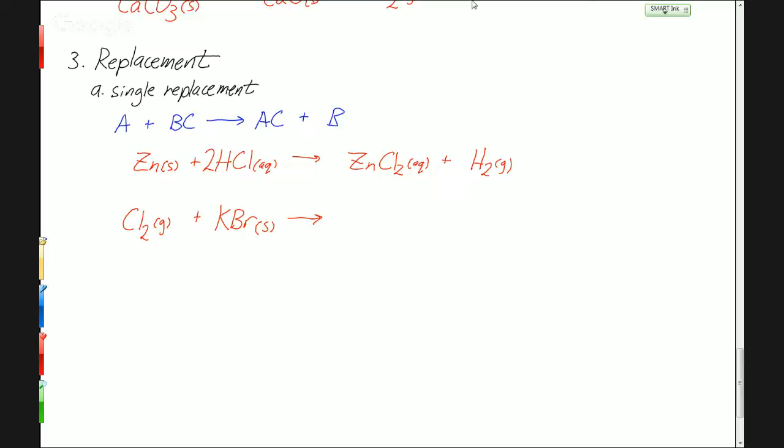And remember, these are predictions. You sometimes have to take a little bit of a guess. And you have to ask yourself what seems more likely to happen here. And so you're right. What is more likely to happen is that the K will go with the Cl and form potassium chloride. And the bromine gas will be off by itself. And that is also not balanced, so we have to do that.